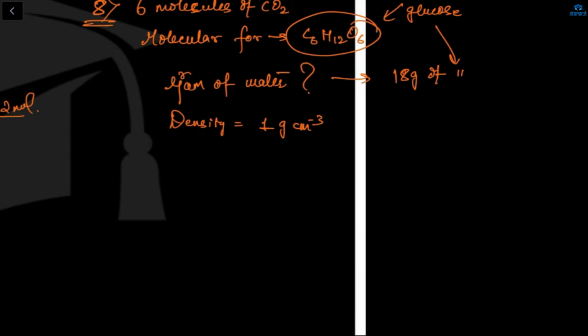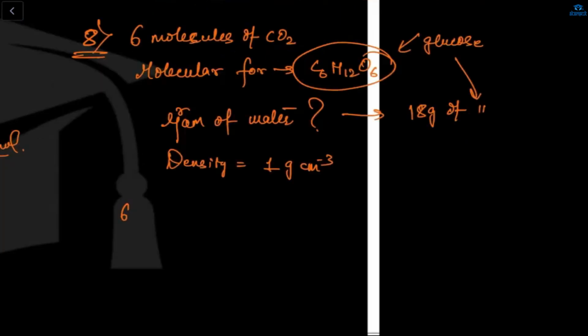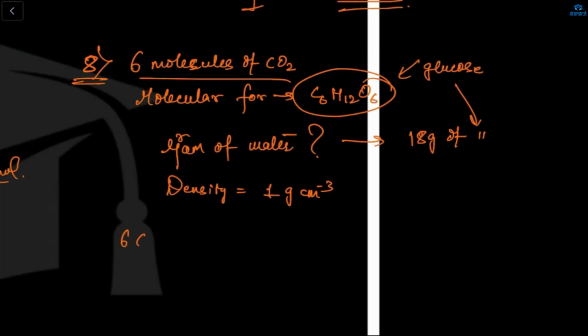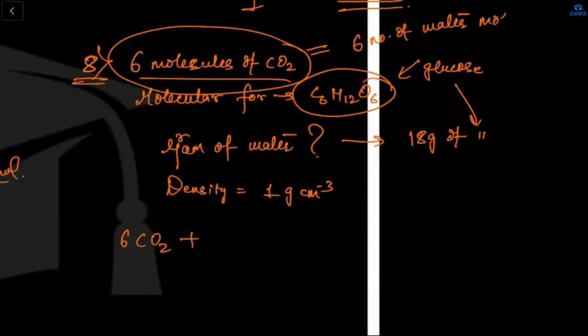Now, tell me, anybody. Advika, you did this? Yes, ma'am. Oh, nice. Okay, so first what do we have to write? First, we have to write the chemical reaction of this glucose. So, see, 6 molecules of CO2 plus 6 H2O also. What is it combining with? This 6 molecules of CO2 is combining with an equal number of water molecules. So plus 6 H2O. Okay, simple.